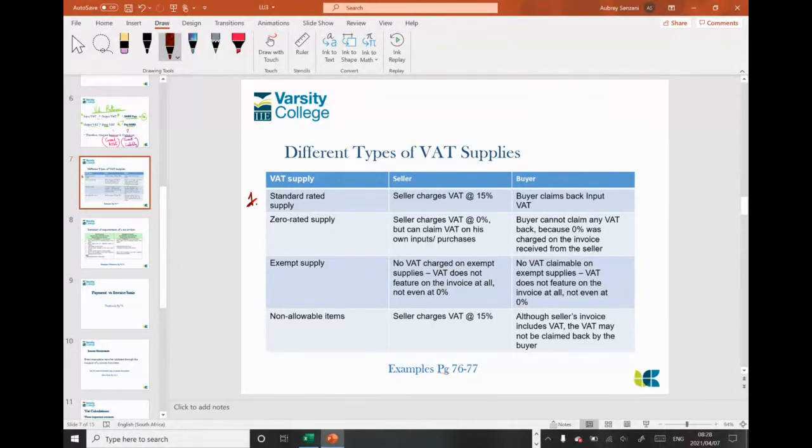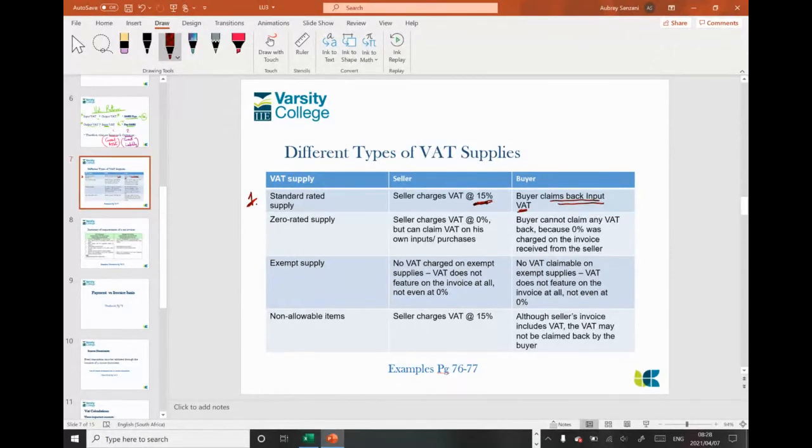I'll work with it. Number one, we have standard rated supply. With standard rated, we, the suppliers, can charge 15% because that's the current VAT rate. You can charge 15% on goods that are standard rated. The buyer can claim back input VAT. Whoever's buying our goods can claim back input VAT. This is assuming obviously they are a registered VAT vendor. Both parties here are obviously registered VAT vendors.